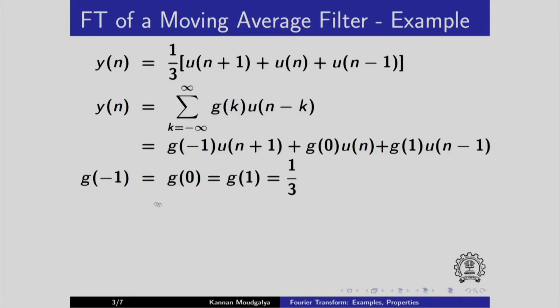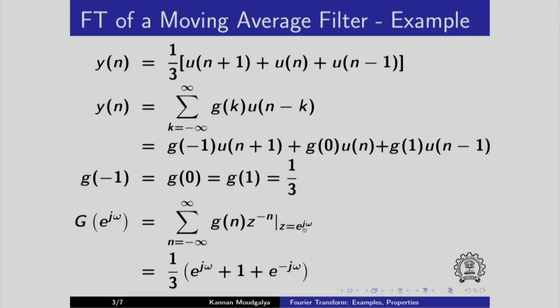Okay. So now we have all the g's required to calculate the Z transform. All other terms are 0. g is non-zero only for 3 entries, namely g of minus 1, g of 0 and g of 1. So let us evaluate G of exponential j omega, which is nothing but the Z transform evaluated at z equals exponential j omega.